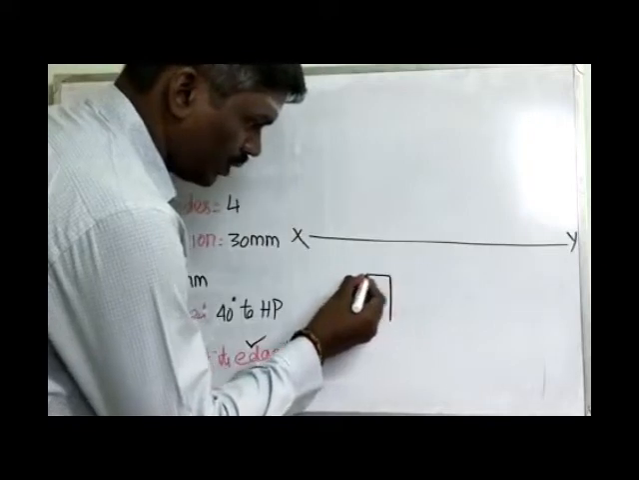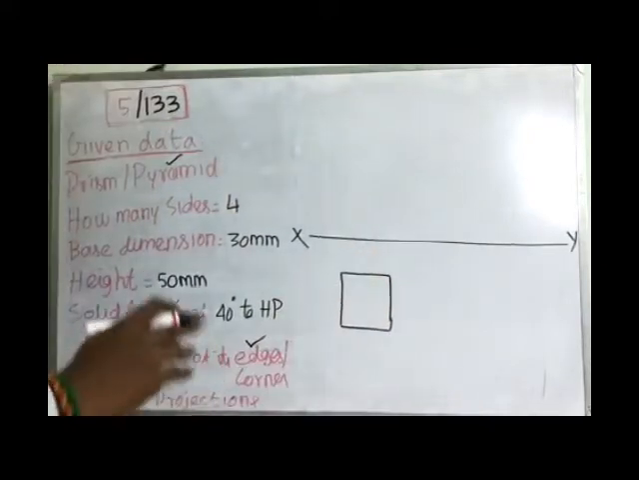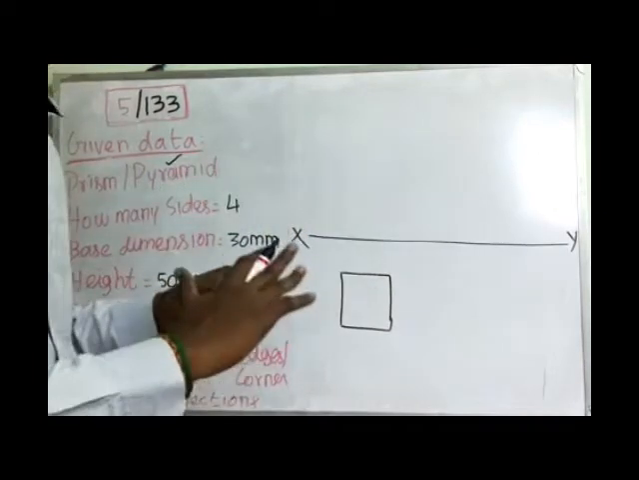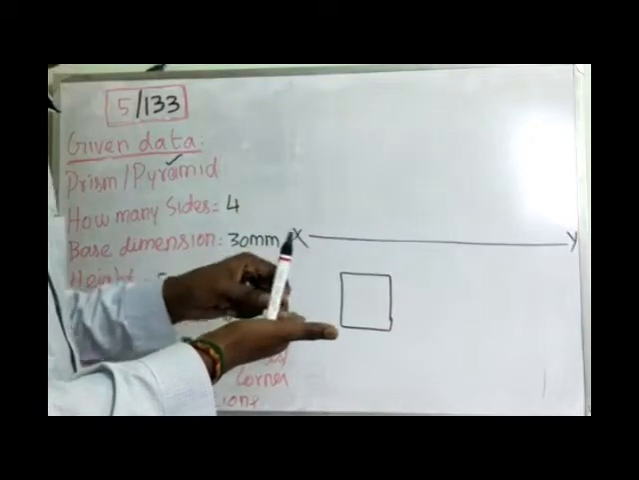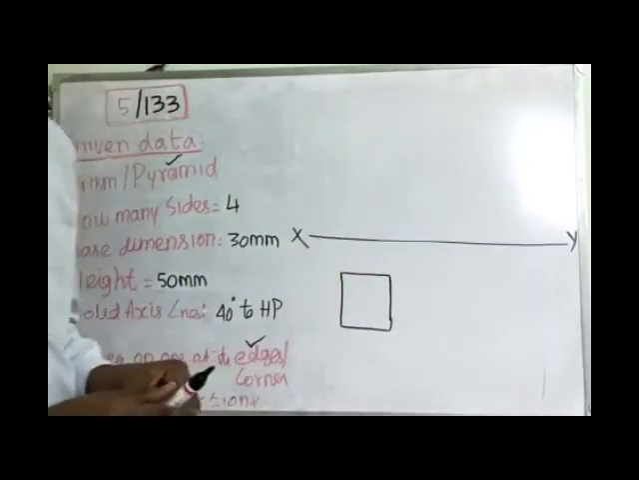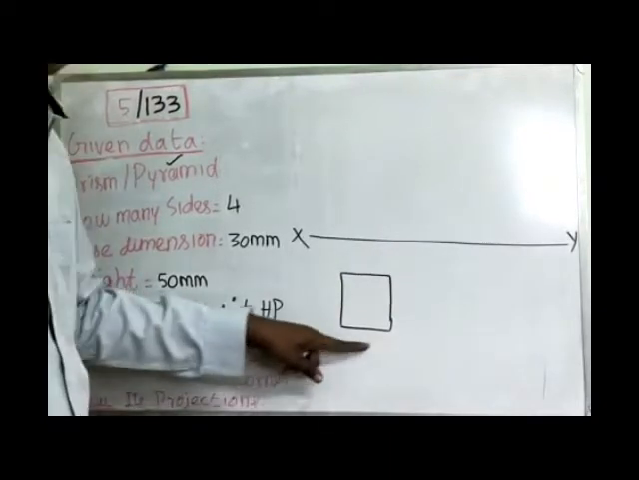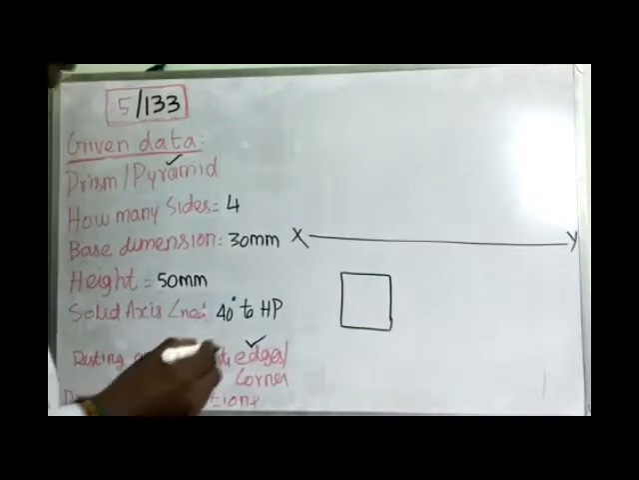So already I told, for the solids, we have to concentrate only on the right side, because with respect to the right side only we are tilting the solids. It is resting on edges or corner. It is resting on edges. So I draw the true shape in this position.